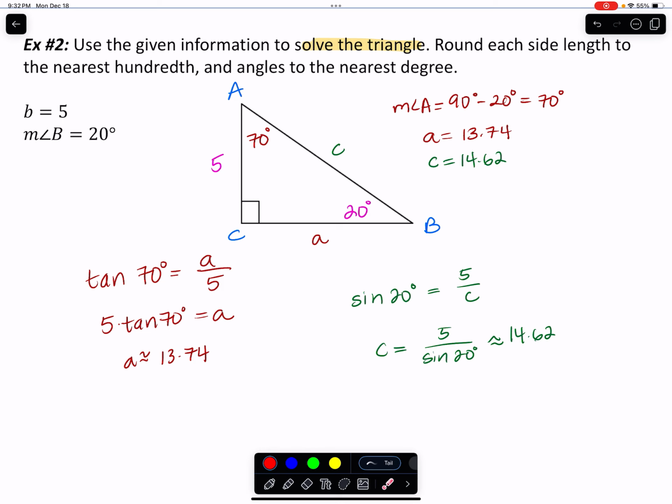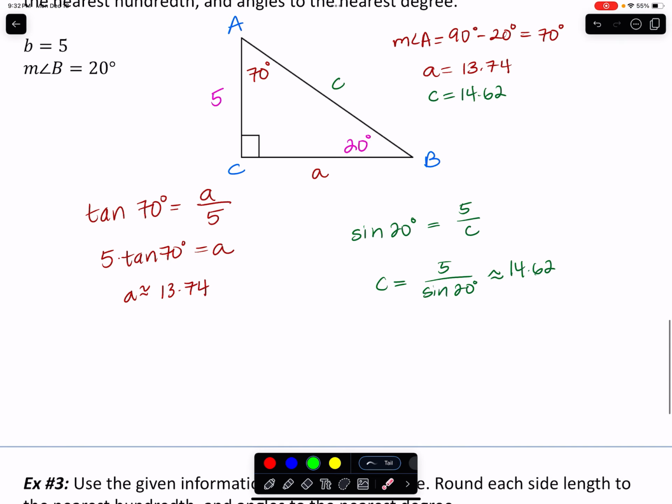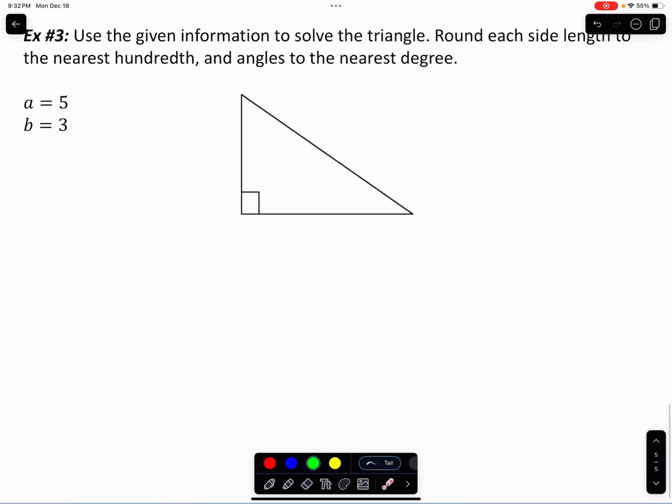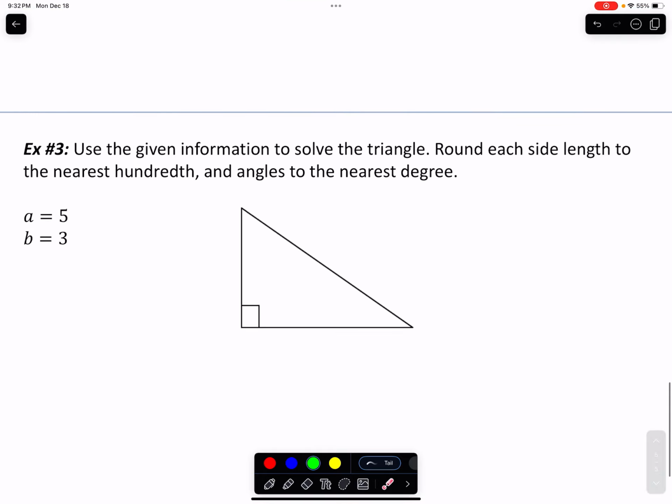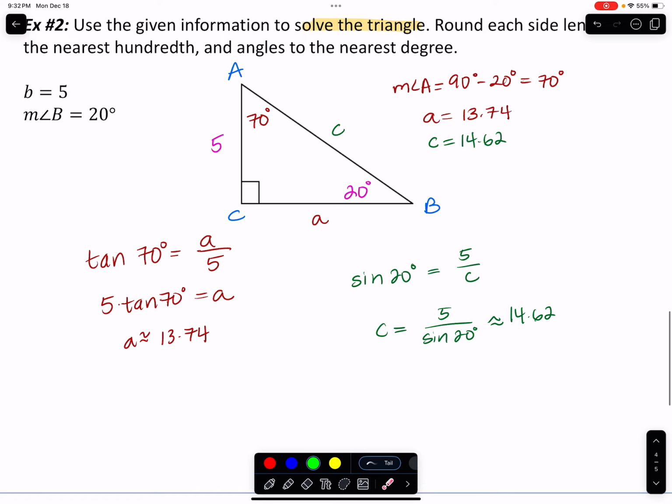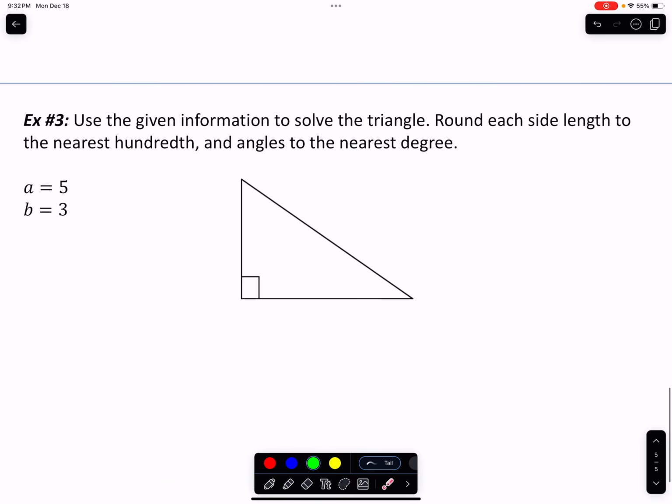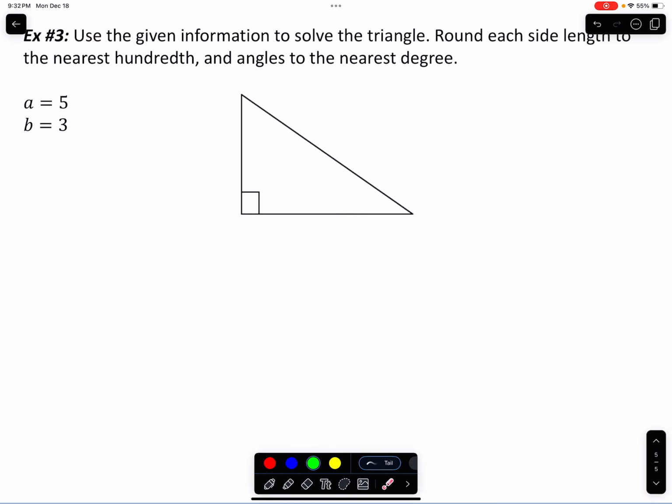If you used Pythagorean theorem, you would probably get a measure that is pretty close to that, if not exactly that, when rounded to two decimal places. Okay, let's look at one last example. So this looks like the same triangle, so note these triangles are not drawn to scale. We're just using the same shape.